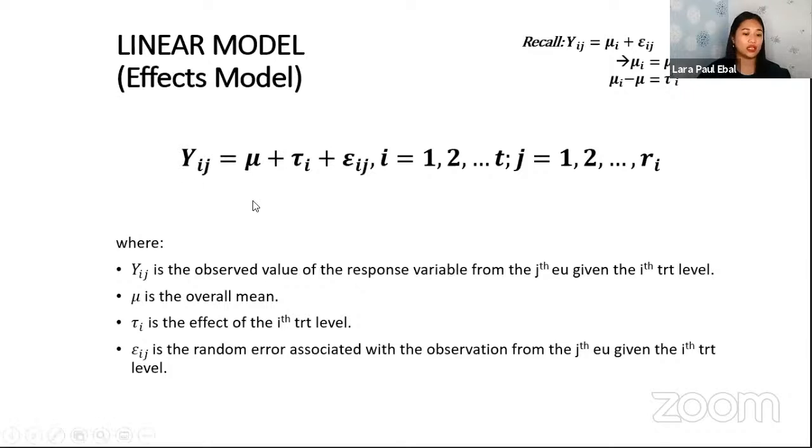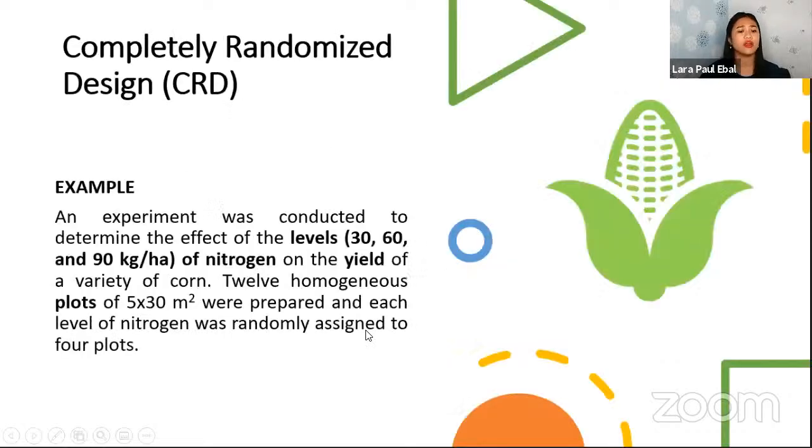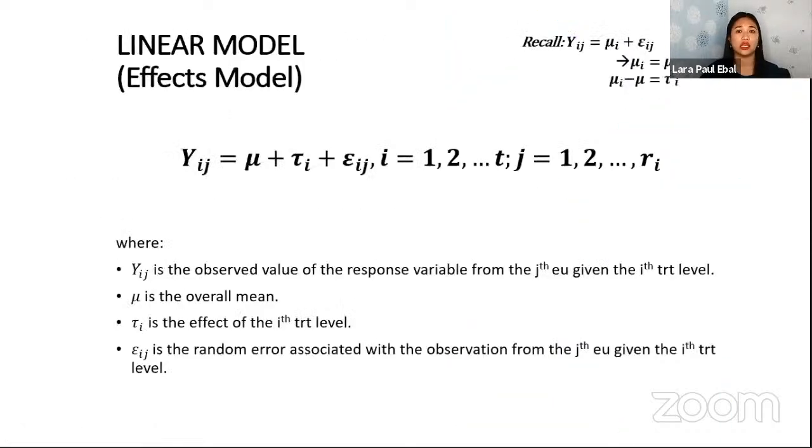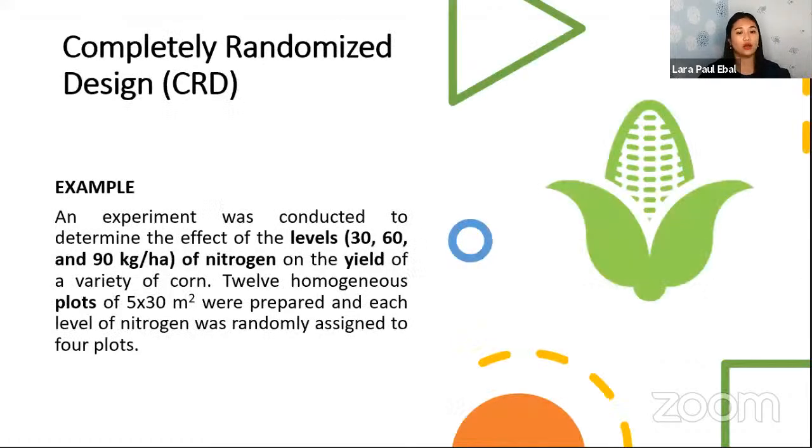And then the yij, again, is your response or the observed value. The mu is the overall mean. The tau i is the effect of the i-th treatment level. And then the epsilon is the random error. So that's it. These models are very important in stating the mean and later on dun sa conclusion. Now, we will have this example under CRD.